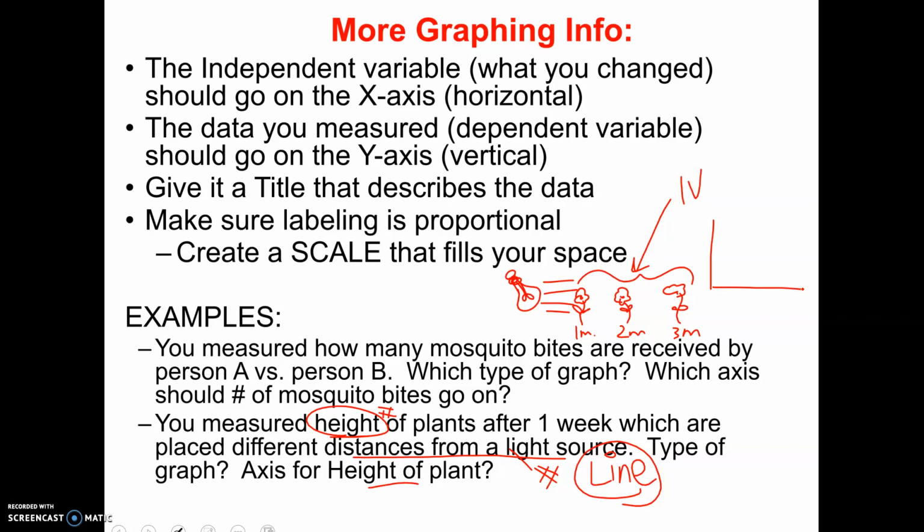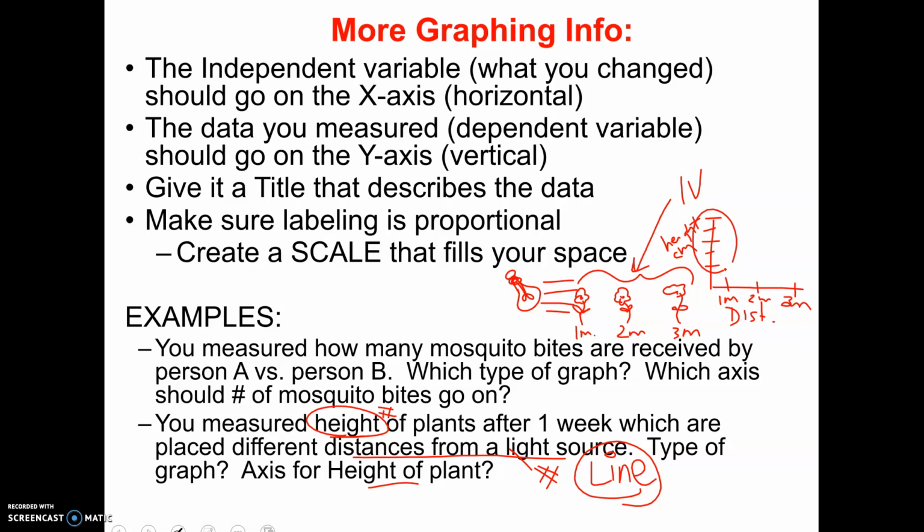And again, think about it. You could label this before you even do the experiment. You would say, okay, distance from light, and I'm going to be putting them at 1 meter, 2 meters, 3 meters. Now we can label our y-axis, our height. Maybe it's going to be in centimeters. But we actually cannot make a scale yet until after the experiment because we have no idea. Are they going to grow a little or are they going to grow a lot? We don't really know. So our y-axis, we wouldn't be able to make a scale until after the experiment.